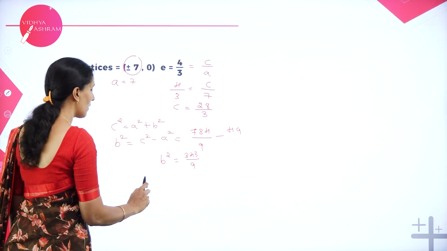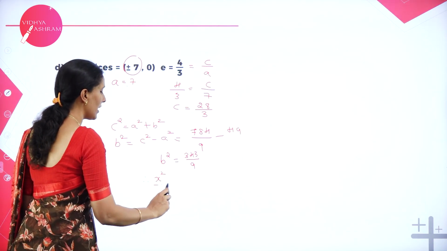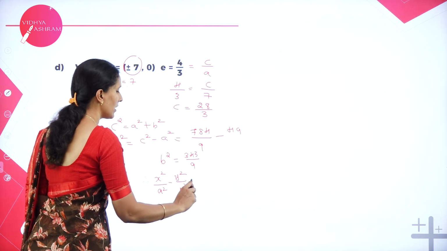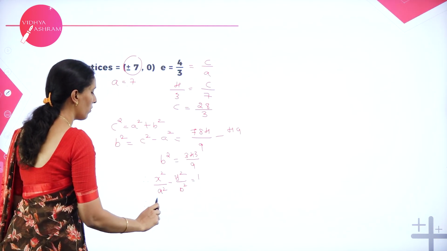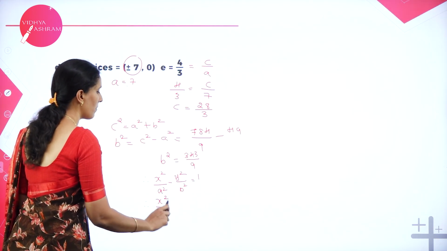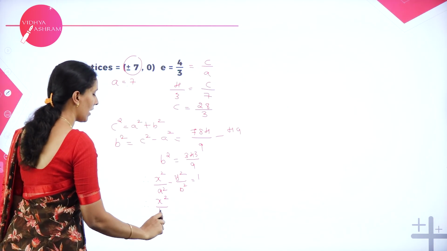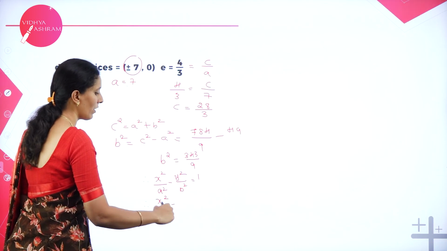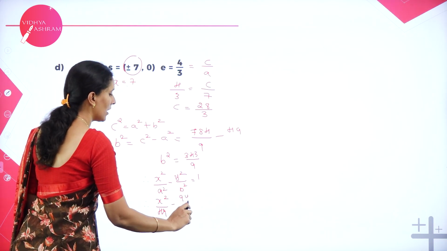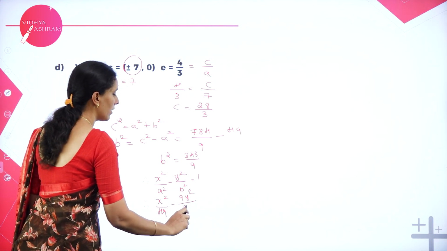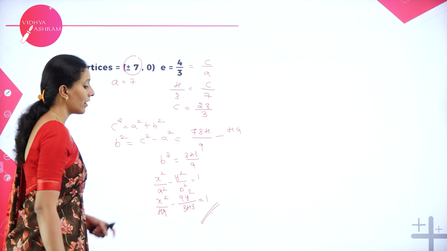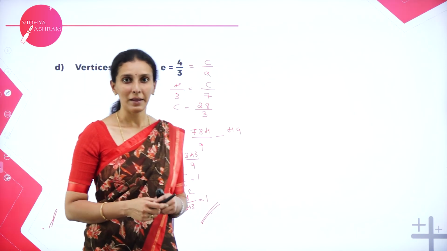So here, since the vertices are on the x-axis, the transverse axis is the x-axis. So therefore, the general equation will be in the form of x square by a square minus y square by b square is equal to 1. So therefore, the equation is x square by 49 minus y square by 343 by 9. When you write it, you can write it as x square by 49 minus 9y square divided by 343 is equal to 1. So this is the required equation of the hyperbola.